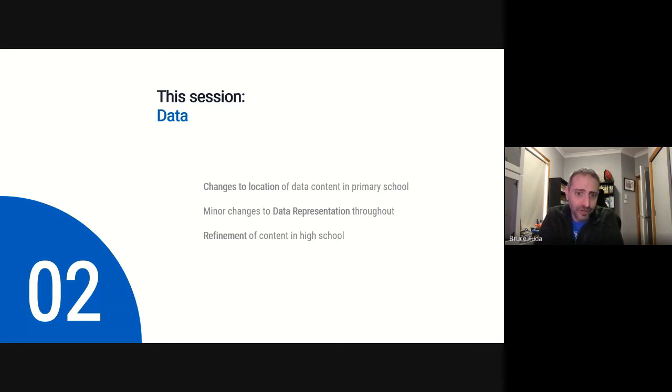First is that the location of a lot of the content related to data collection and interpretation in particular has been removed for primary school, and we'll focus on that a little bit later on. There have been minor changes to data representation throughout, some of that clarity, some of that refinement, some of that minor updates, and there's been a lot of refinement in the language used in the high school content descriptions.